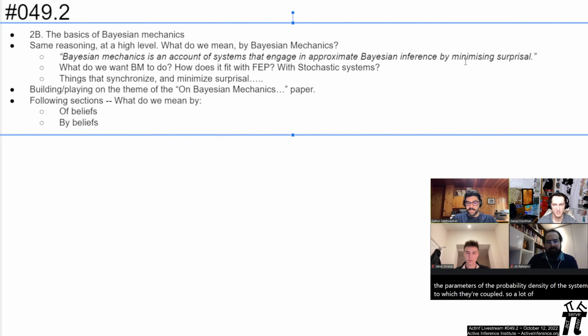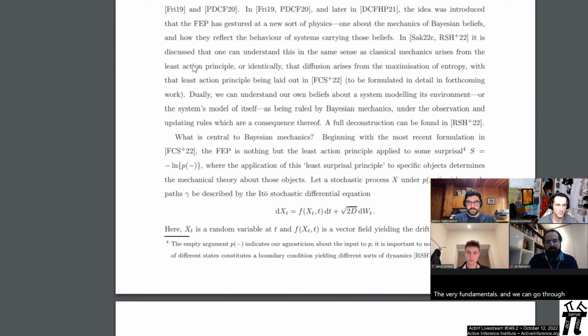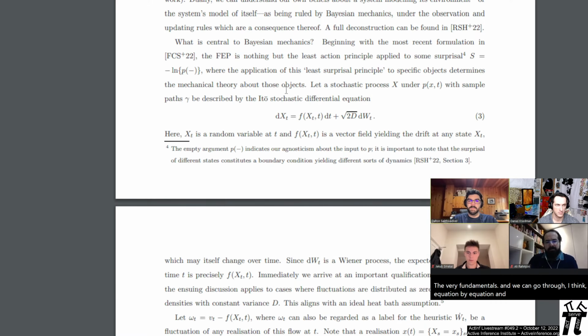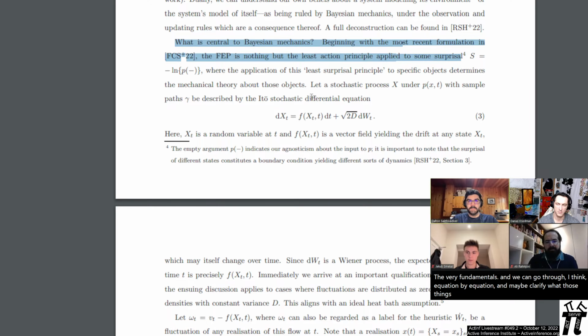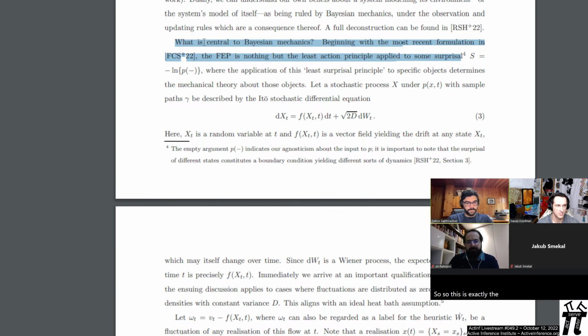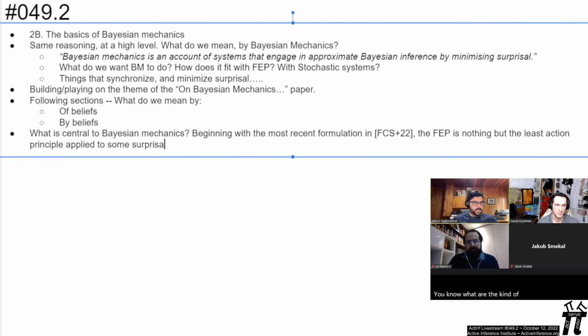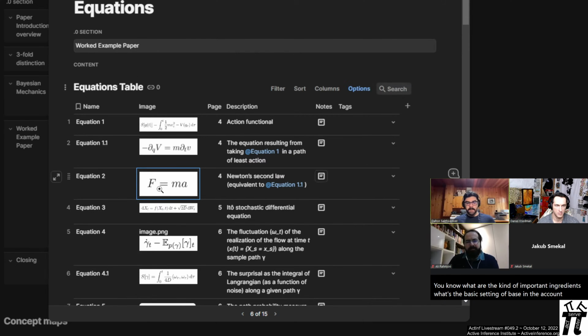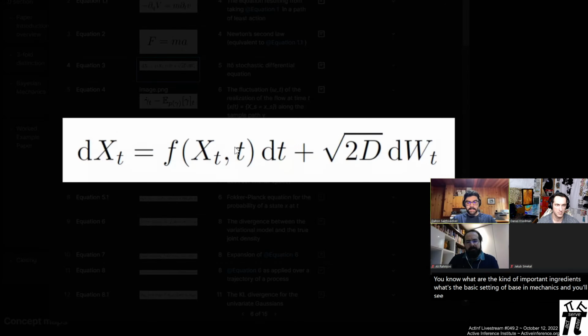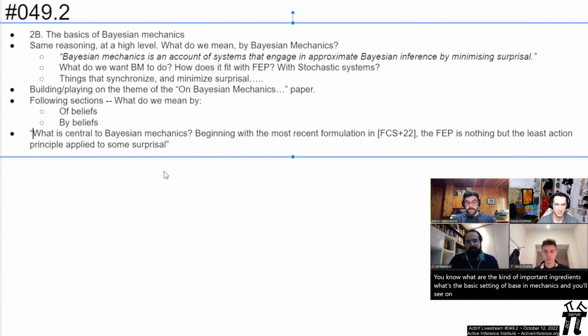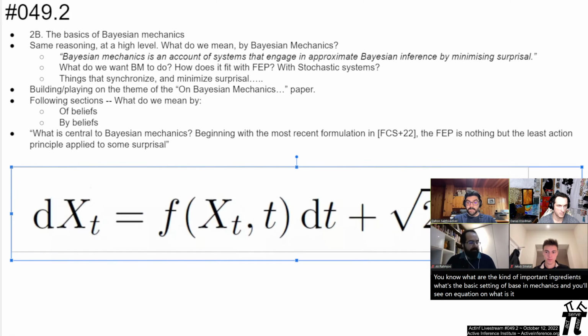A lot of this section is just the very fundamentals, and we can go through, I think, equation by equation and maybe clarify what those things mean. That might be a good way of extracting some insight from this. So this is exactly what I was describing: what are the important ingredients? What's the basic setting of Bayesian mechanics? And you'll see on page 5, in equation 3.